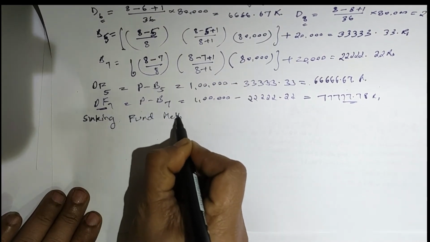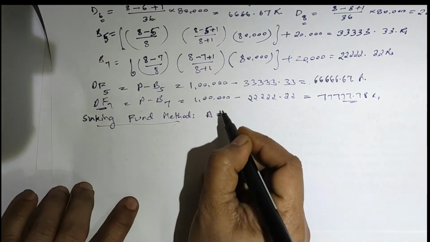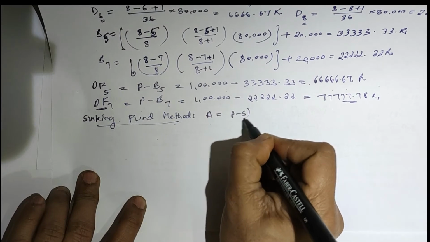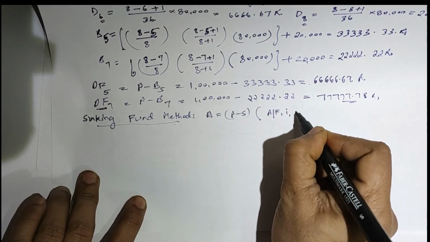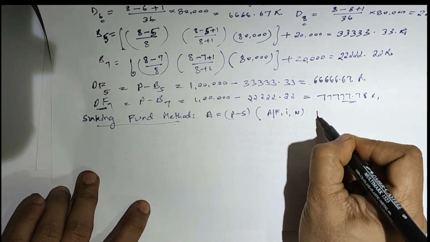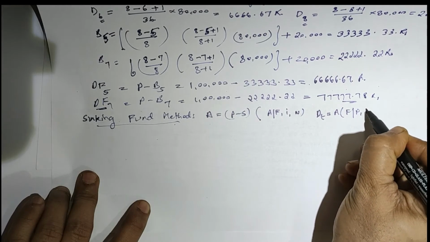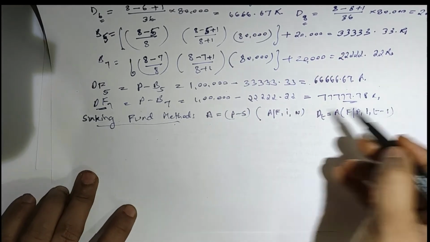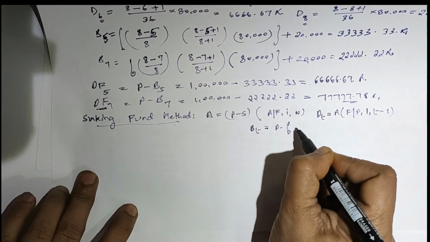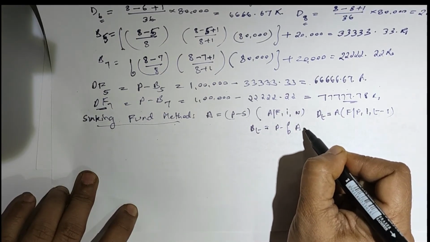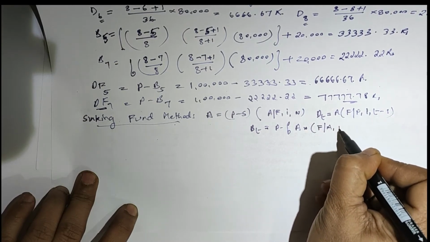So in this method, we have to calculate A first. I hope you remember P minus S, A given F, I, N. DT would be A, F given P, I, T minus 1, and BT, P minus flower bracket A into, open the round bracket, F given A, I, T.